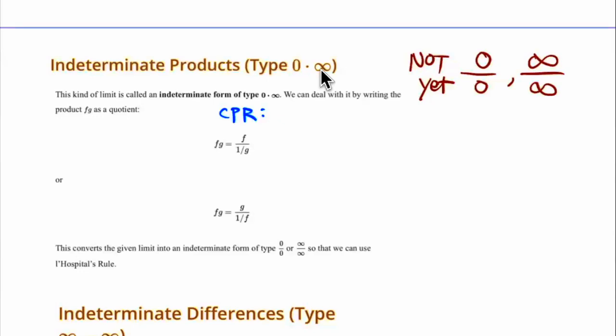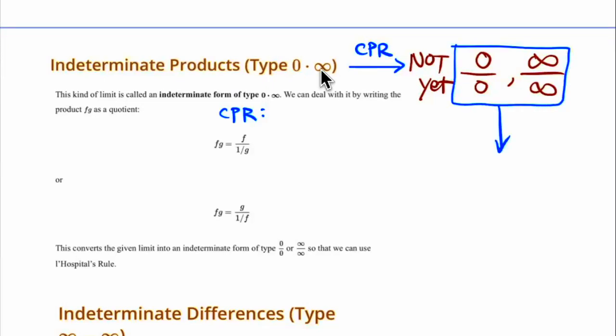So here, you need to do some CPR to get to this. And then after that, you can apply L'Hopital's rule.